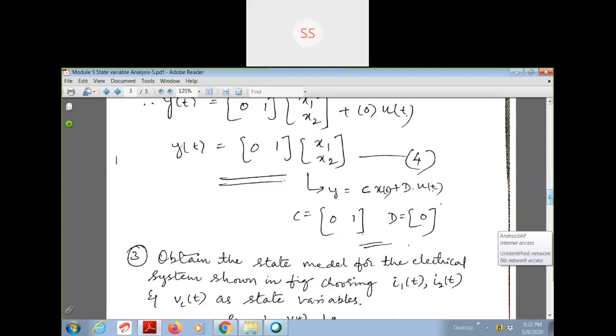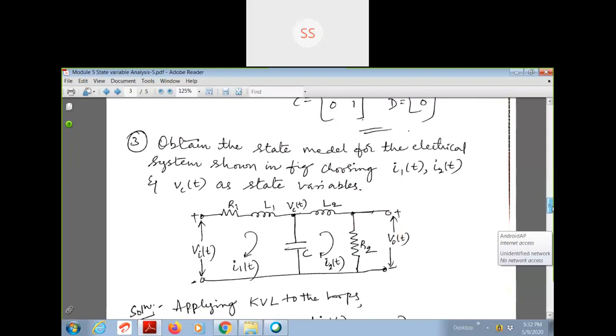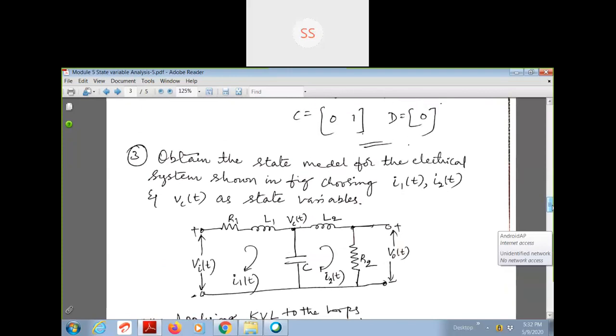So now in that problem, it was a single loop problem where I of t was one state variable and v naught of t was the other state variable. Okay. Now consider one more example here. This circuit diagram has got two loops. Obtain the state model for the electrical system shown in figure, choosing I1 of t, I2 of t and Vc of t as state variables.